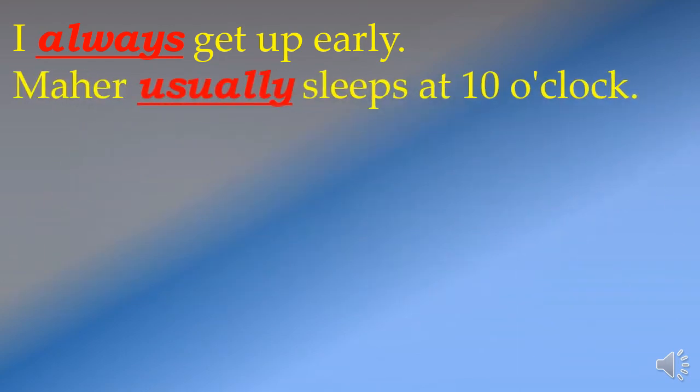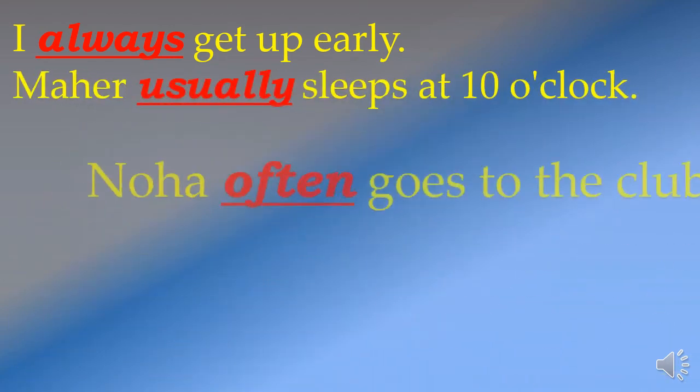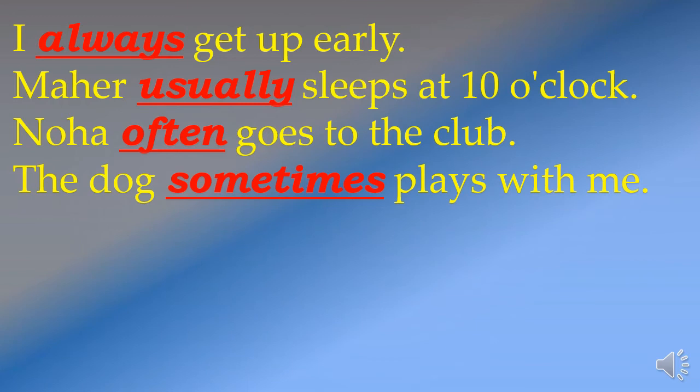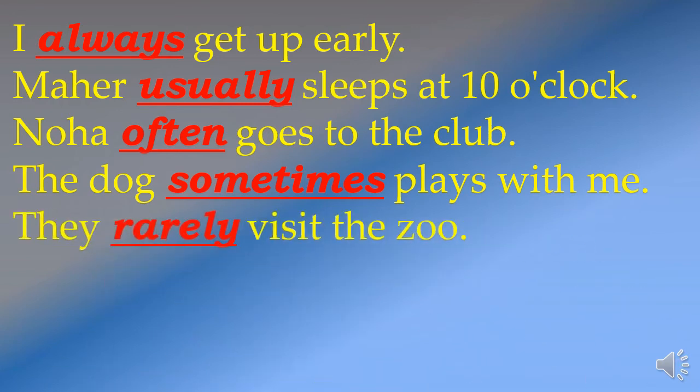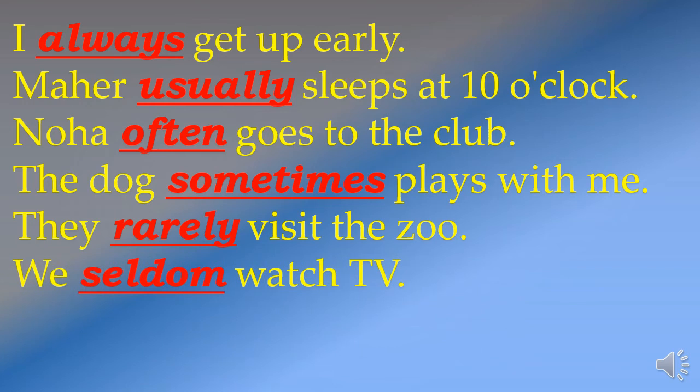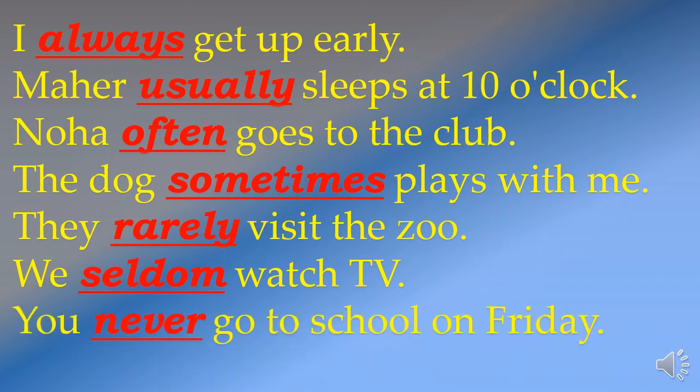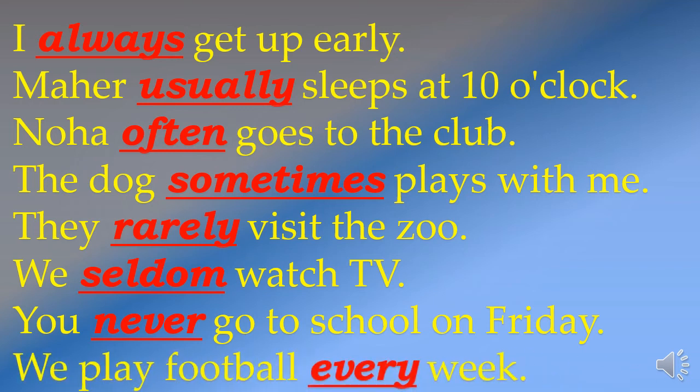In the following sentences, the keywords are mentioned in the sentence, like: I always get up early, Maher usually sleeps at 10, Noah often goes to the club, the dog sometimes plays with me, they rarely visit the zoo, we seldom watch TV, you never go to school on Friday. These are the keywords for the present simple tense. We play football every week, as we said before. Every is one of the keywords for the present simple tense.